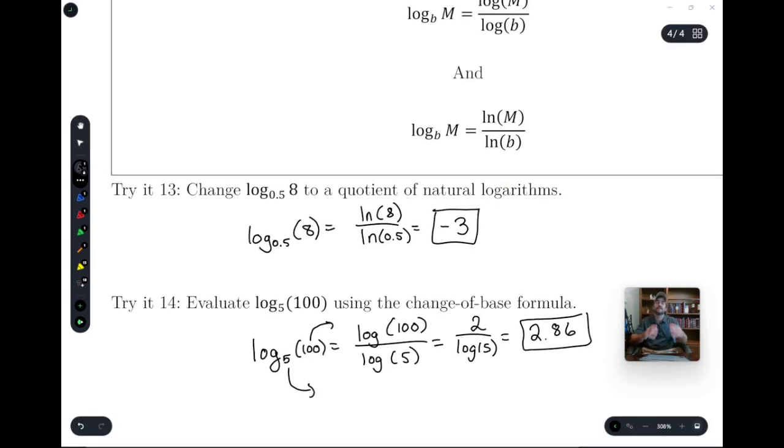All right, so there's some basic properties of expanding and condensing logarithms and how to do it using the 3 rules, the power rule, the quotient rule, and the product rule.